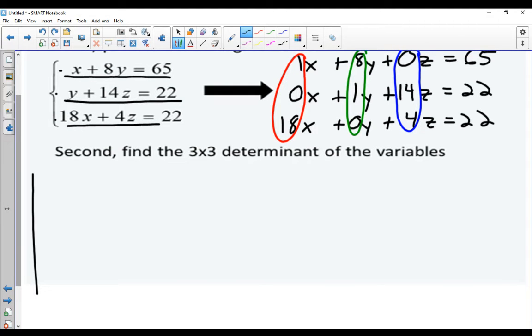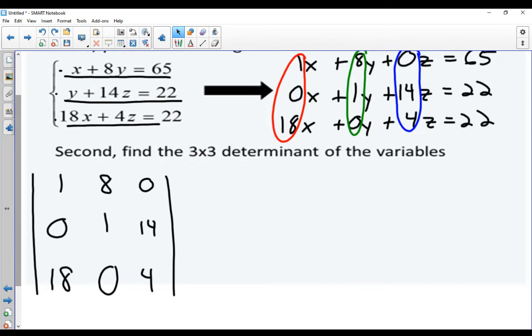My first column will be 1, 0, 18. My second column will be 8, 1, 0. And my last column will be 0, 14, and then 4. And then we're going to find the determinant.